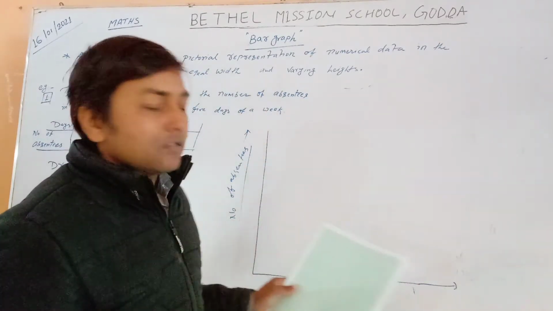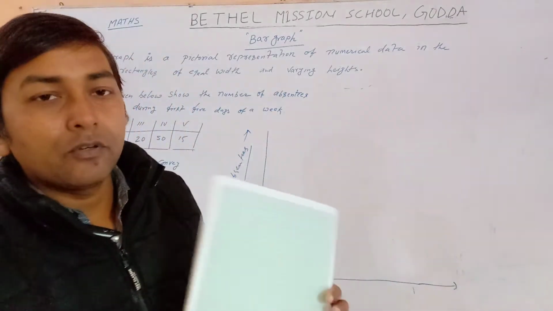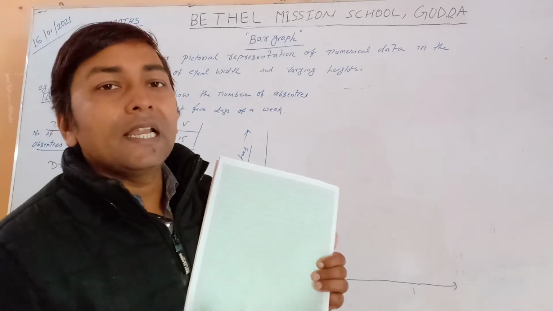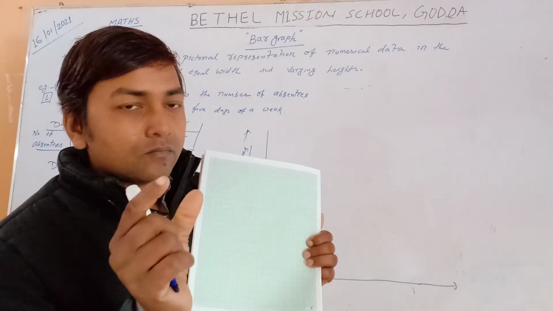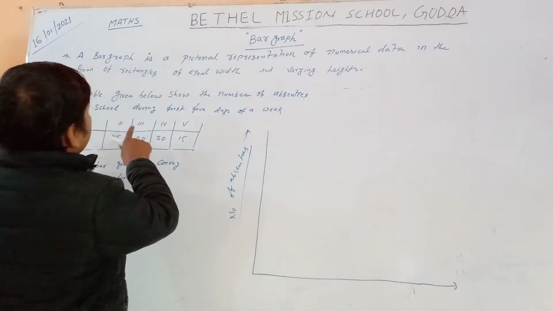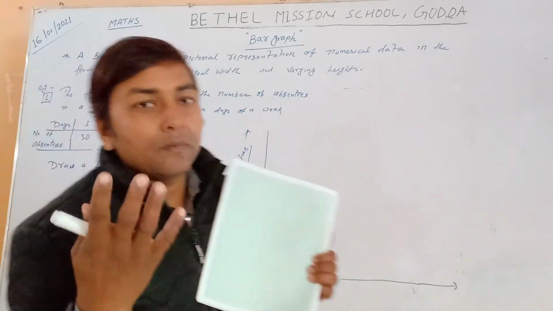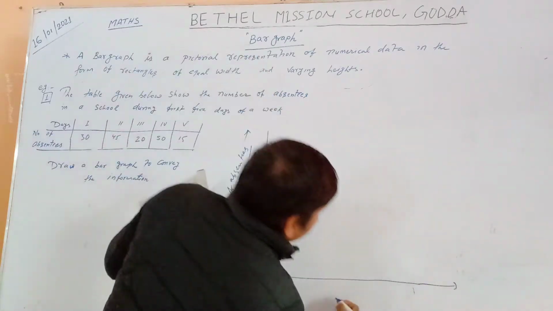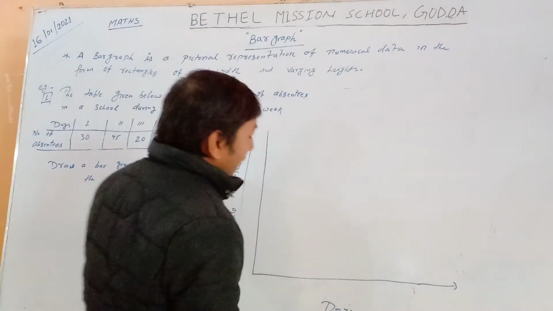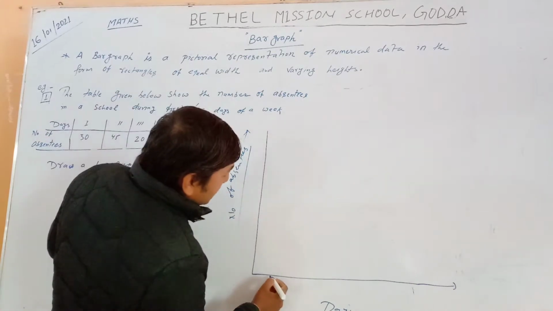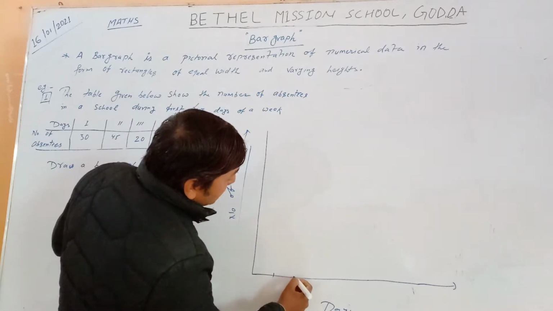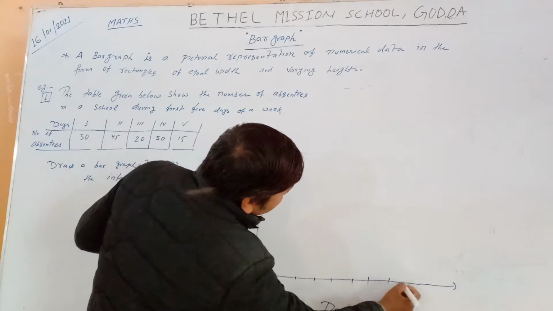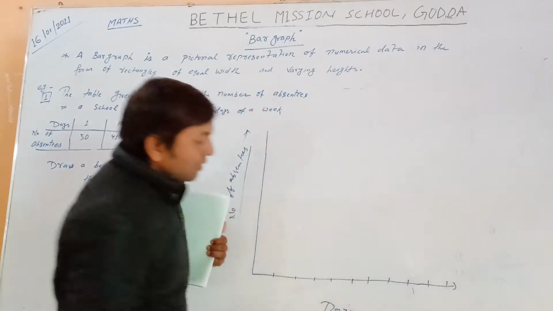This whiteboard is not a bar graph. So in a bar graph, when you take the vertical and the horizontal line, first, second, third, fourth, fifth. You have 5 classes, 5 days. So here write the days and keep some space. First, suppose that is 1, 2, 3, 4, 5, 6, 7, 8, 9, 10.